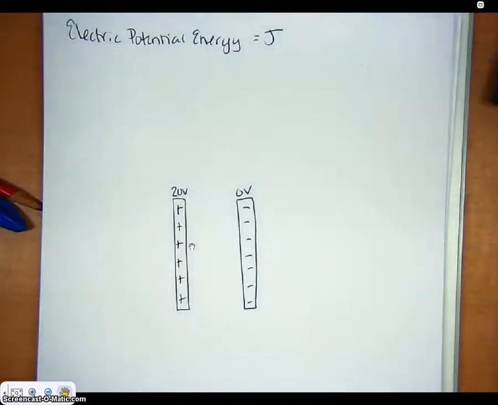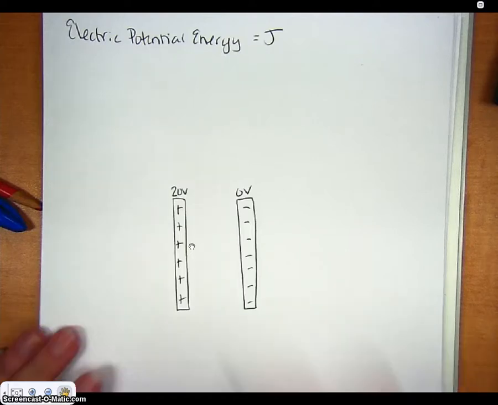However, a joule is a very large unit. We're using joules for the movement of a 5 kilogram object or a person, and then we try to use a joule and relate that to something as tiny as an electron or a proton. So we actually have a unit that we use for energy in electricity that's called an electron volt.